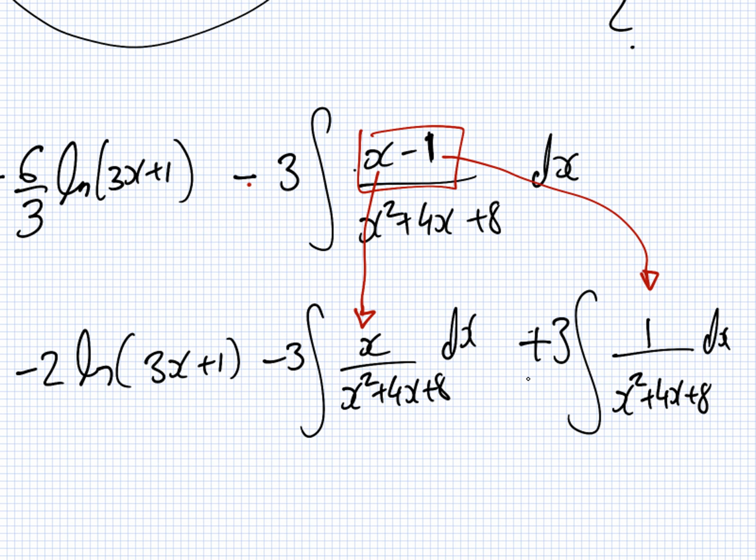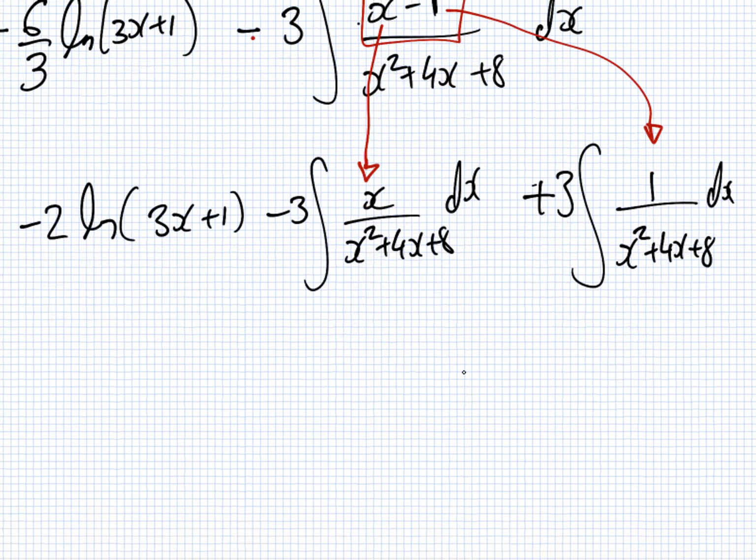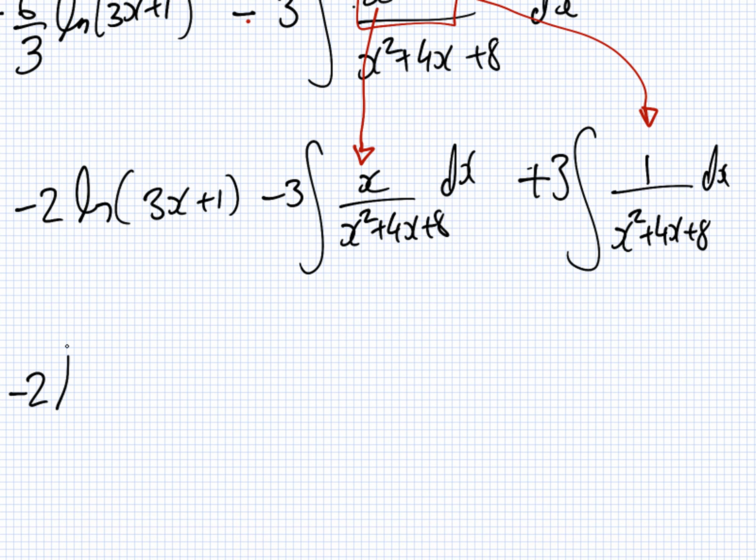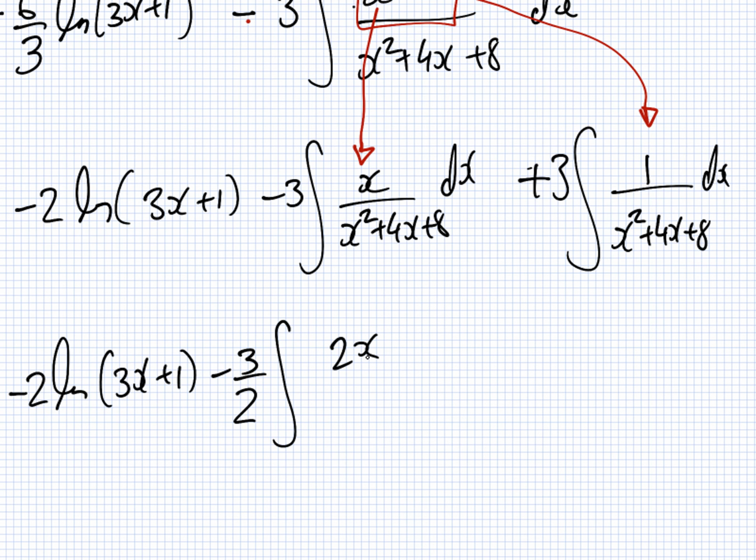Now you might say, why do that? Well, because now I've made two easier problems. This one here, watch this magic. Minus 3 over 2 integrate 2x. Something went wrong. That's not zero.